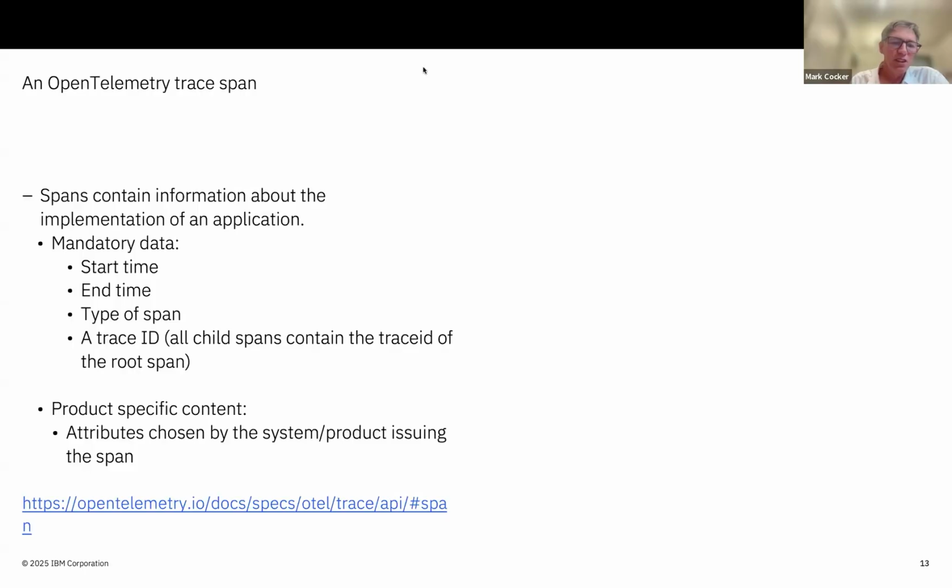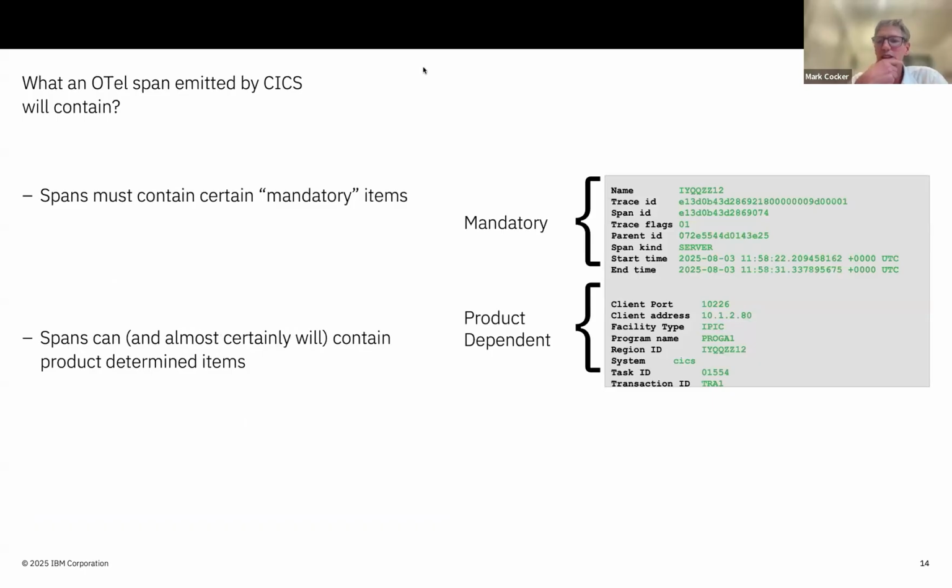Okay, this slide is really just enumerating that. So, there is some basic information in there, mandatory, like the start and end time, what type of span it is, etc. And then there are product-specific things. So in this slide, on the right-hand side, you can see the mandatory and some of the optional things that we put in.